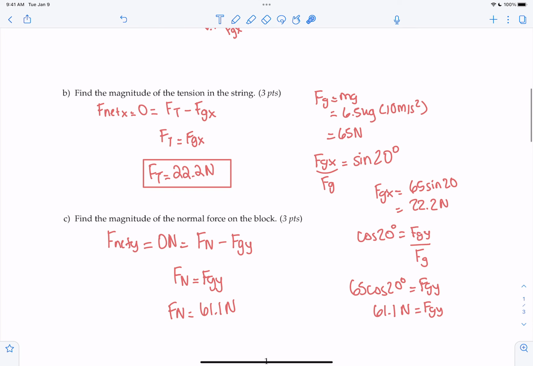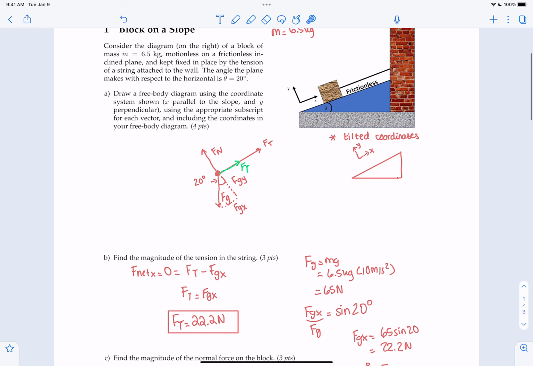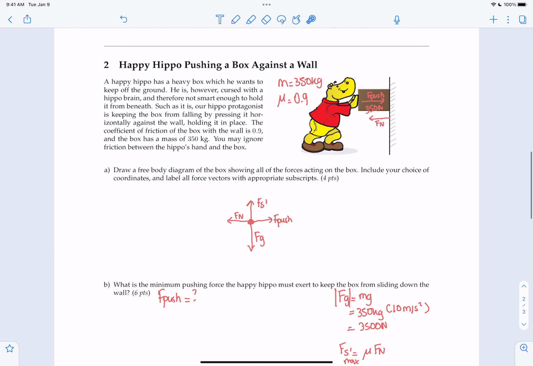It's kind of similar to that first problem, where I didn't know tension, but I could figure out FGX. Once I figure out FGX and I know that my F net X is 0, I can set up an equation and figure out what FT is from FGX. So that's what I'm trying to do here.